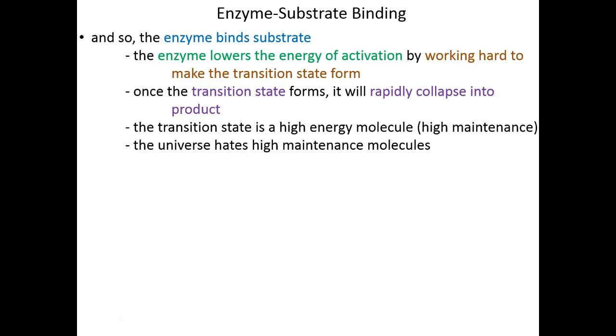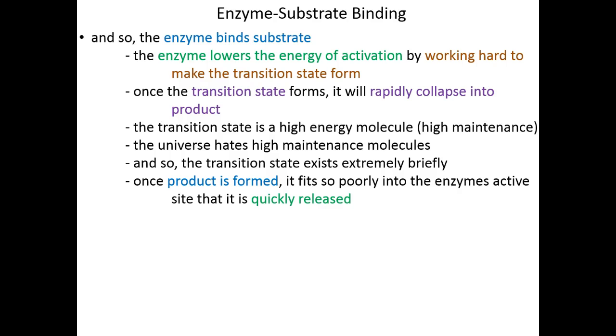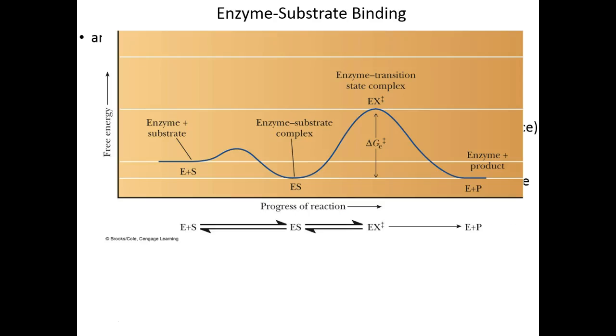The reason why transition state collapses into product is because so much energy is trapped in transition state. It's a high energy, high maintenance molecule, and the universe despises high maintenance, high energy molecules because the universe wants that energy released as heat. And so the transition state exists extremely briefly, and I mean fractions upon fractions of seconds. We have yet biochemically to capture the true physical representation of transition state. It is so briefly lived. Once product is formed, it's let go by the enzyme because it fits so poorly into the active site, and the process repeats again. So this is the life cycle, or the general reaction cycle, of an enzymatically catalyzed reaction.